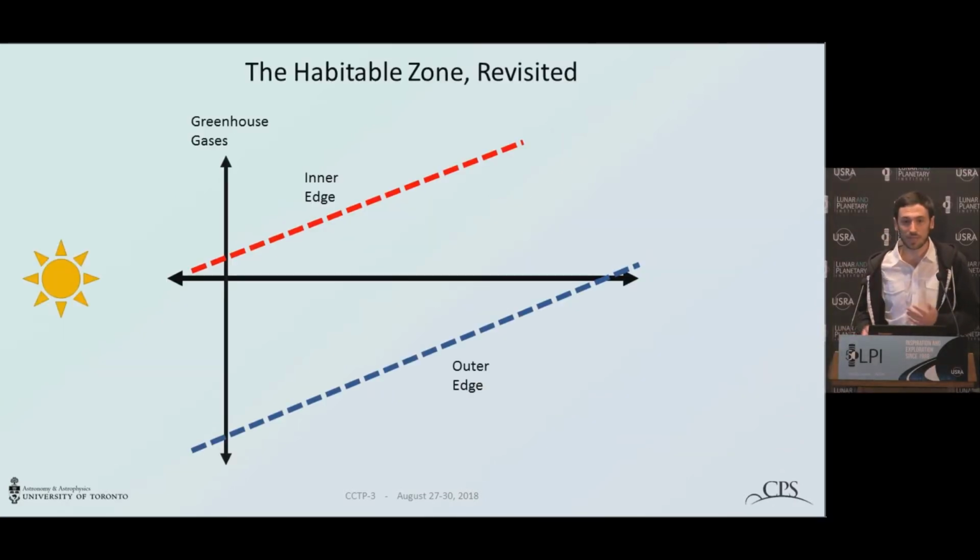And I want to quickly revisit the habitable zone. Here I have to thank Thaddeus for introducing the strike zone idea. I saved him like 3 slides. So we have the inner and the outer edge, and their positions can vary based on other factors.